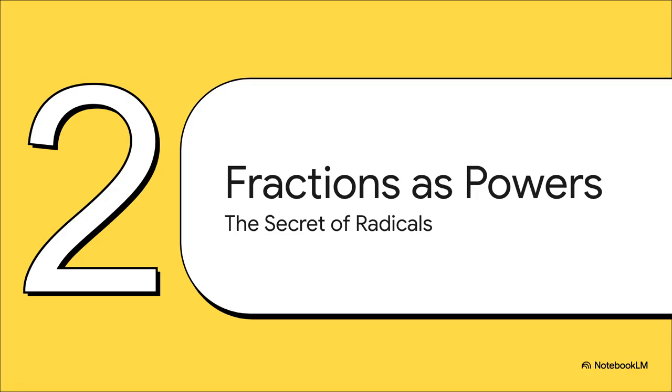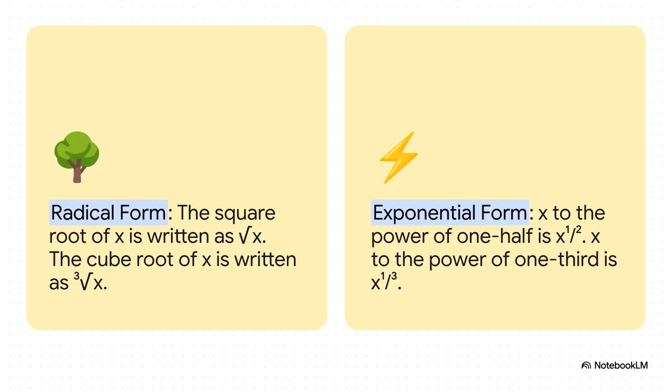All right, get ready for a pretty major plot twist here. You know those radical signs, right? The square roots, the cube roots, all that stuff? Well, it turns out they have a secret identity. They're actually exponents, just in disguise. The best way to think about it is like they're two different languages saying the exact same thing. So when you see the square root of x written in radical form, it means the exact same thing as x to the power of 1/2 in exponential form. A cube root? That's just a power of 1/3. You can swap them back and forth anytime you want.